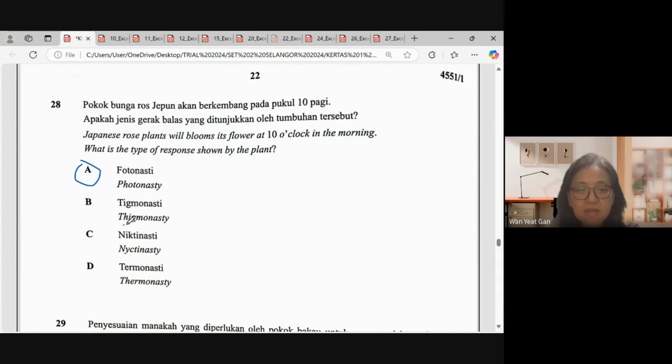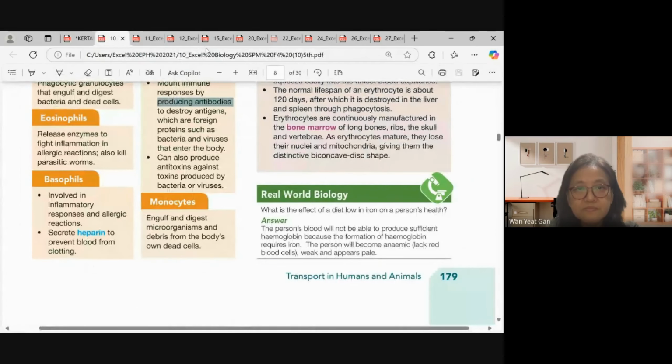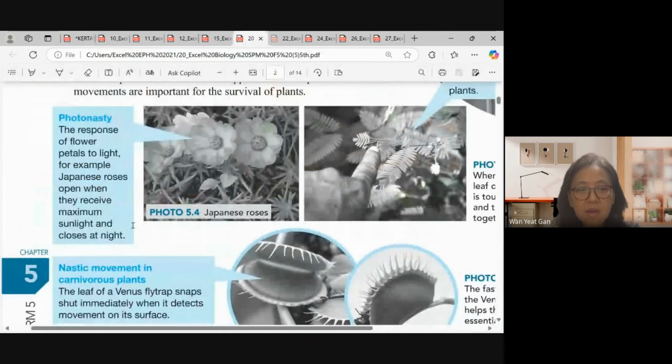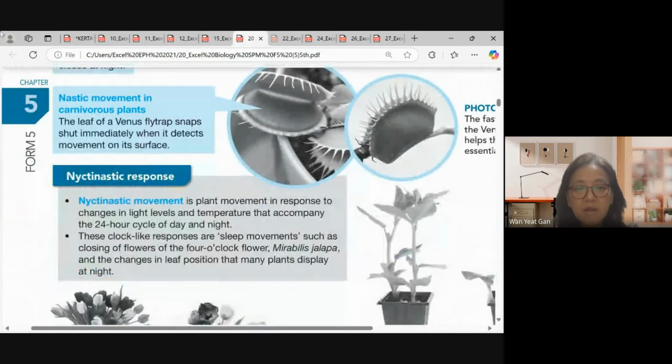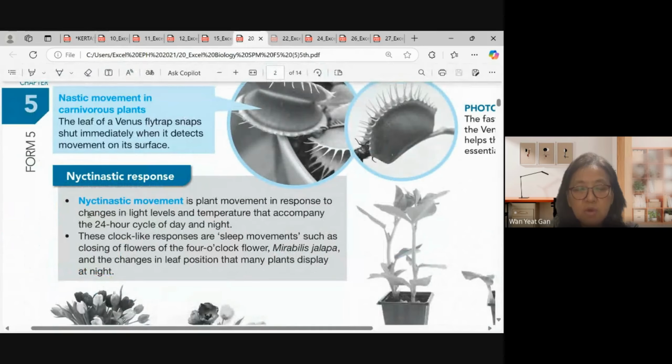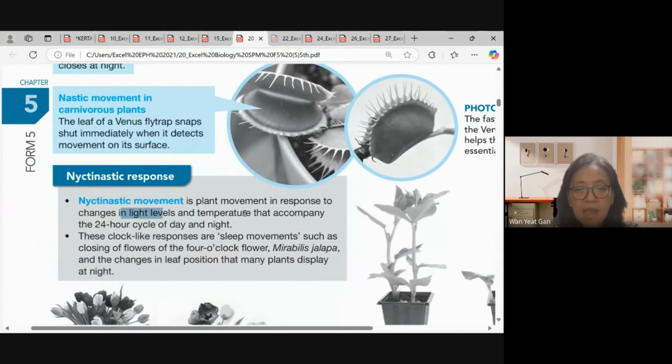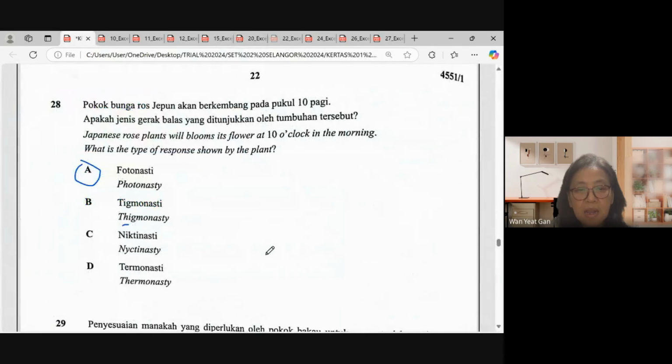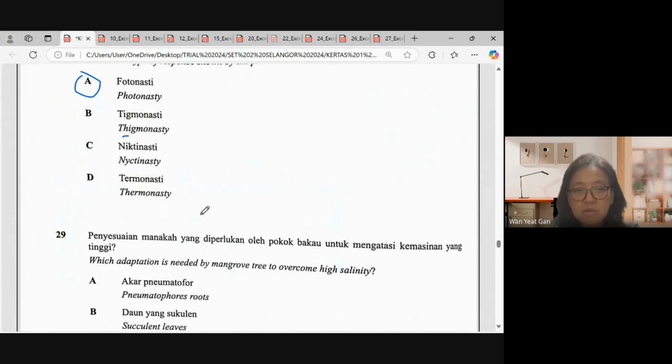It is not thigmonasty. Thigmonasty is response to touch. Nyctinasty is the movement of a plant in response to changes in light level and temperature that accompany a 24-hour cycle of day and night. And thermonasty is response to temperature.